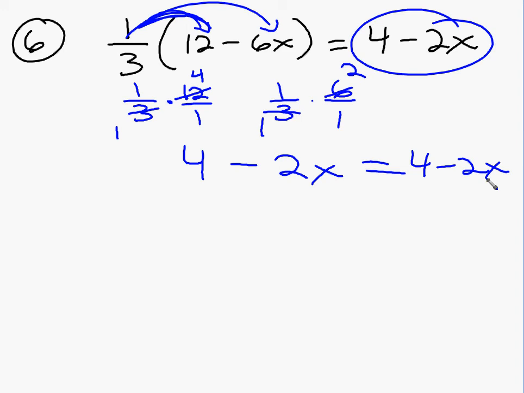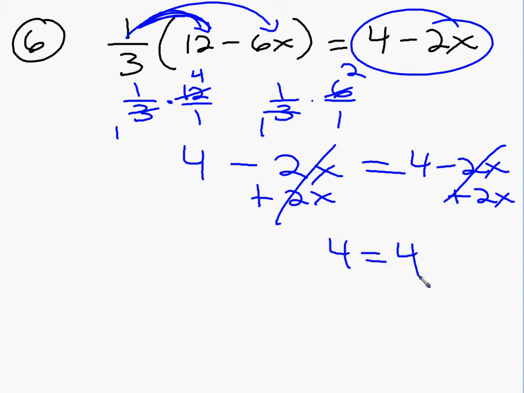Now, you should be seeing something strange right now. Aren't the left side and the right side exactly the same? When you see that, watch what happens when I try to get my x terms together. If I add 2x to both sides, don't they both go away? And look what's left, 4 equals 4. There's no x term, is there? But the question I want to ask is, is that a true statement? Does 4 equal 4? Yeah. Okay, this is a true statement.